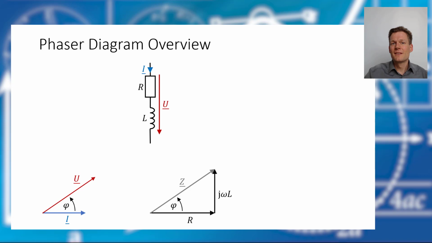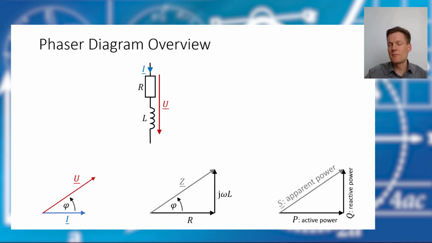And now let's have a look at the powers. We have active power, which is pure real. We have reactive power, which is positive imaginary here. And we have our apparent power, which is the sum of the two. And the very cool thing is that here in this phasor diagram, we also have the same phase angle. And this is super helpful.